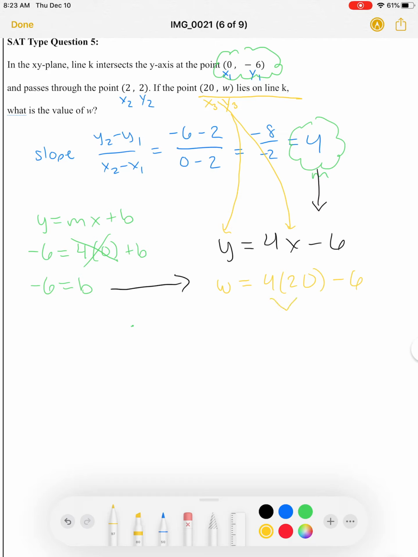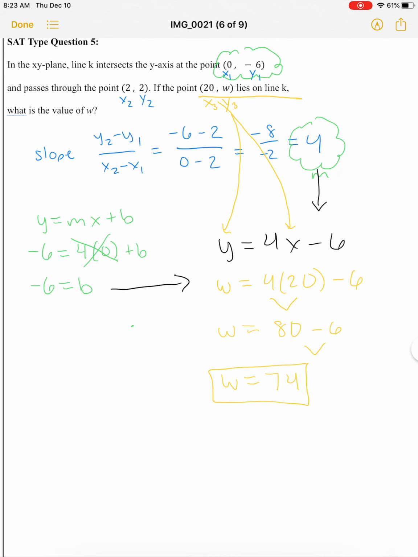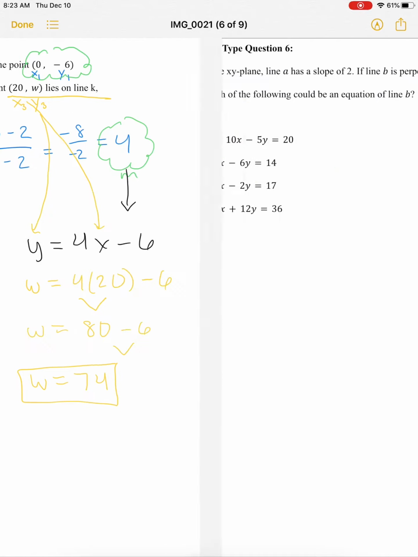And simplify. 4 times 20 is 80. 80 minus 6 is 74. And we just found the value of w. So notice, we've repeated this process of finding the slope and using the point and slope to find the y-intercept to write the equation of the line. This is something we've been practicing in class, and you've practiced on homework, and it comes in handy when solving SAT problems that involve linear functions.